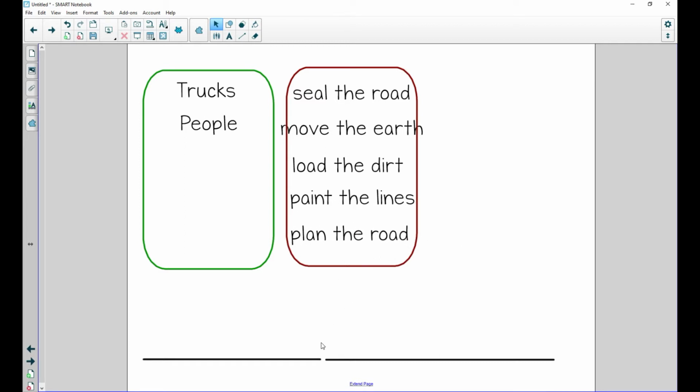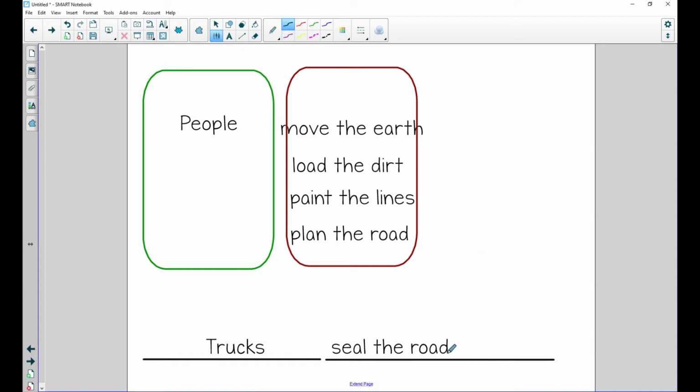Okay. Now we can make a sentence by taking any subject and any predicate, putting them together. We can make some sentences. Now some of them may be a little bit silly. And some of them are going to make good sense and they're going to tell us something that we need to know, right? All right, so trucks, and let's do seal the road. Trucks seal the road. That's a good sentence. What am I missing? I need a period, right? That's just a little dot, okay? Read our sentence, trucks seal the road. Is that a good sentence? Yeah, that's a great idea, okay?